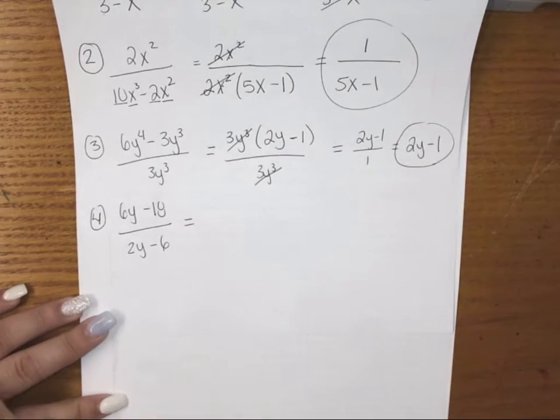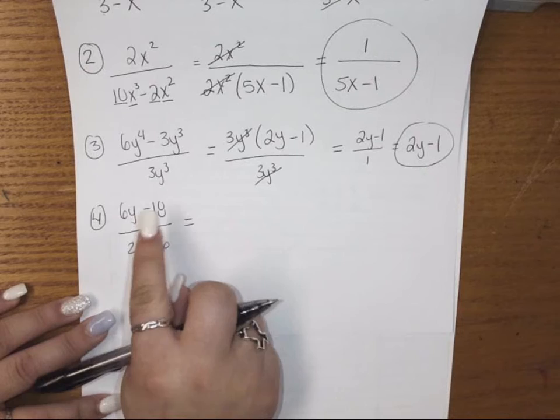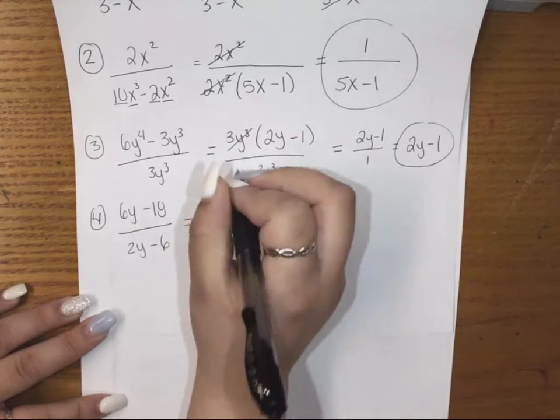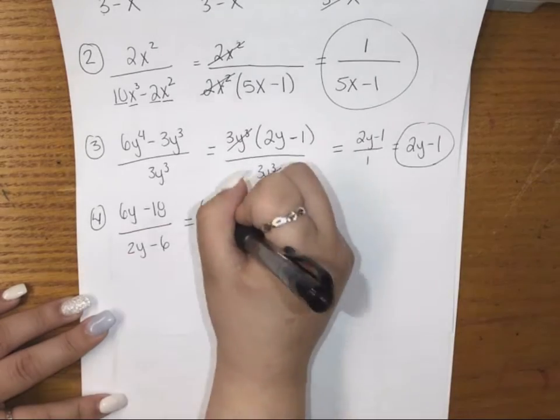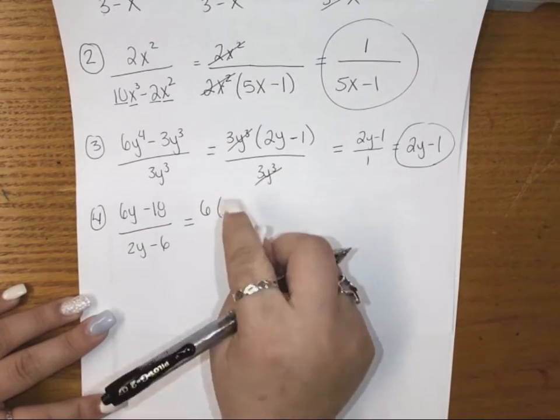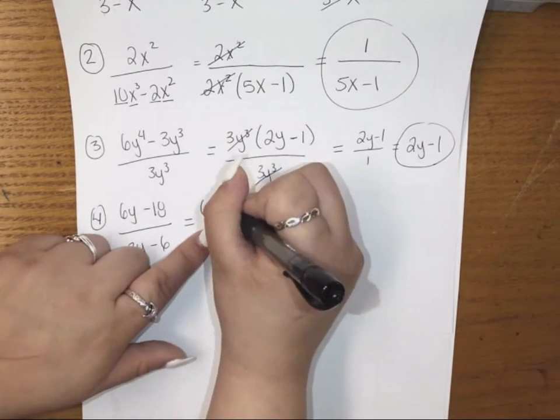So we have to factor top and bottom. When we look at the top, I can see the 6 and 18 are both divisible by 6, so the greatest common factor is 6. And we factor out 6. 6 times what will give us back 6 is simply going to be 1.